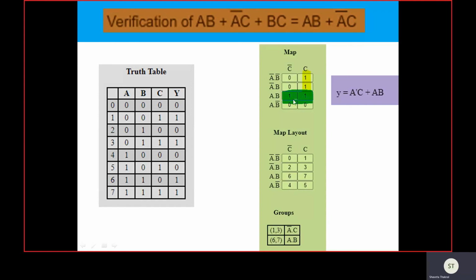And if we have to write the expression for this particular pair, this is taking one row and these two columns. So in these two columns we can see C complement is changing to C. So C variable will vanish and from the row side we are getting the expression as AB. So for this particular pair the expression is AB and for this particular pair the expression is A complement C. So finally we are getting Y as A complement C plus AB. So this is the reduced Boolean expression from the original given Boolean expression.